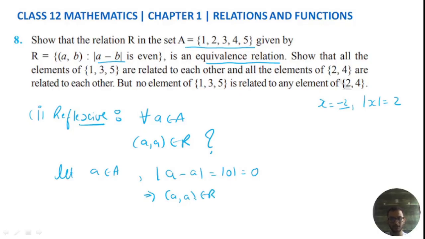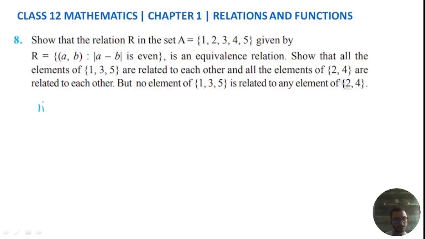When will we say (a, a) belongs to R? If the modulus of a minus a is even. So we got it as even, right? So we got that the relation is reflexive, because we arbitrarily picked any element. Okay, now let's show symmetric. Next is symmetric.